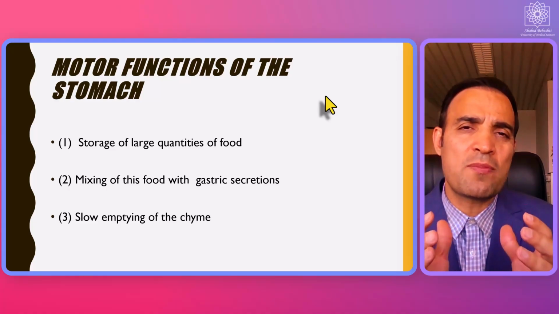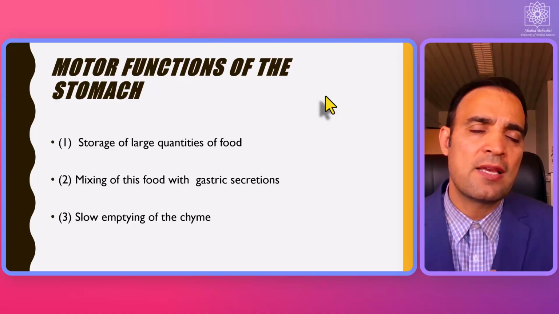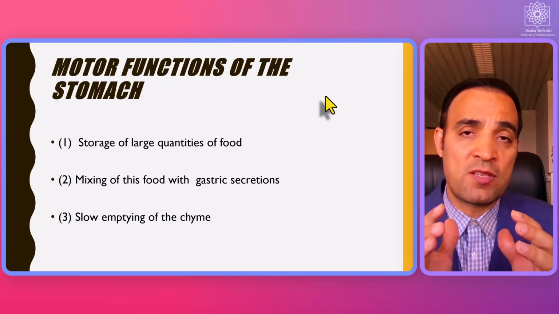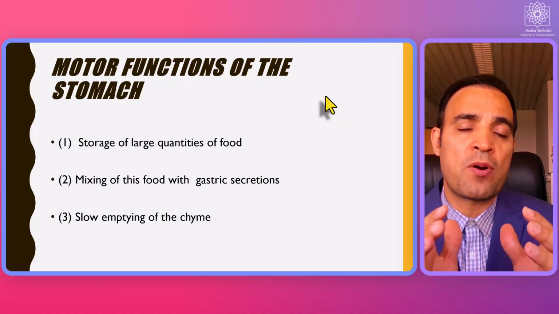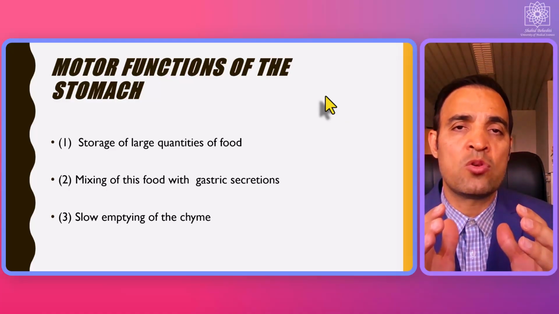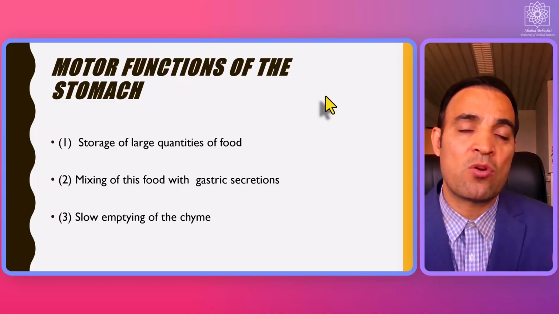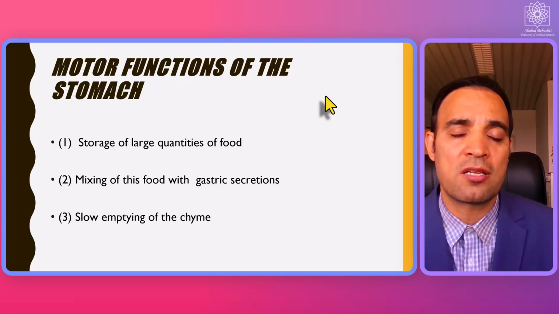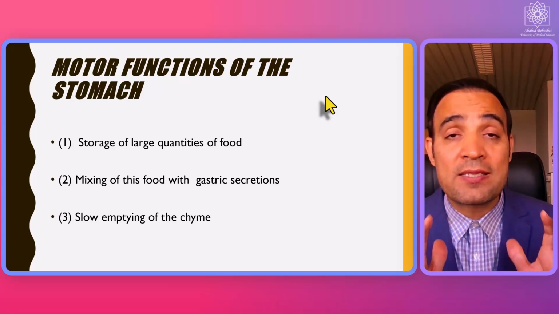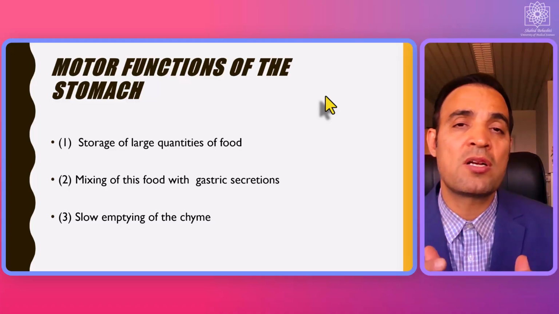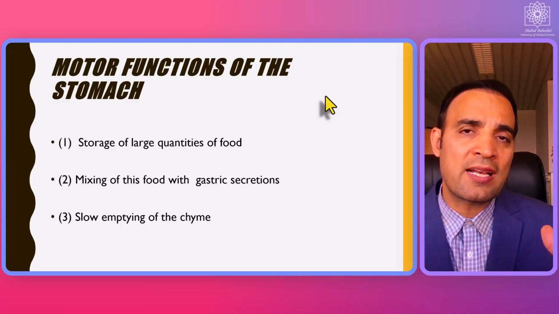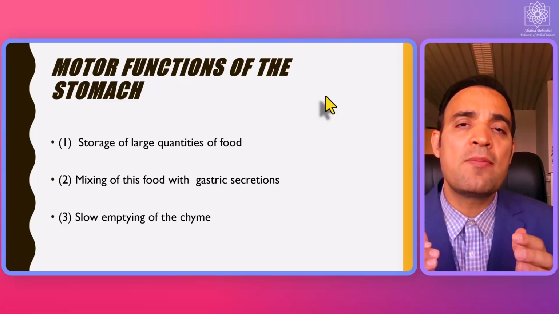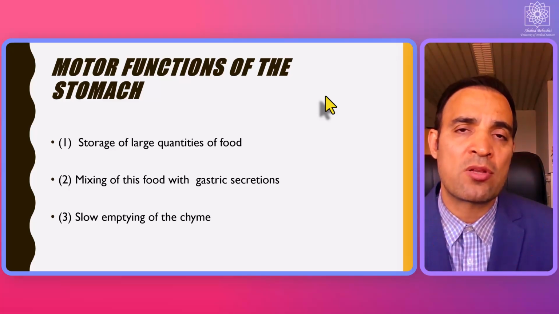You remember I told you in other classes that you had in other semesters that capacitance means how much volume we can add to a chamber, to a part of the tube, without increasing the pressure, or with the lowest pressure change in that tube. And the stomach, because of the smooth muscle that is able to relax and allow a large quantity of food to enter it, is able to store this large amount of food.